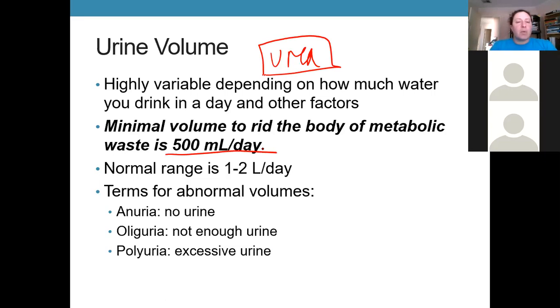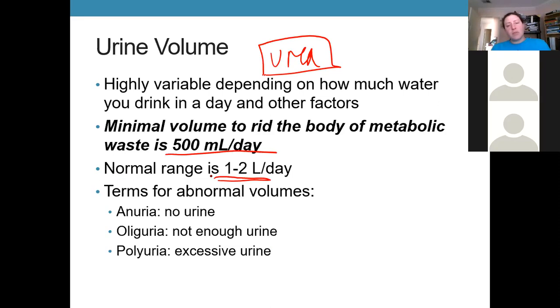Off the top of my head, I can't remember what that is in whatever we use here. But normally we're not on the edge of dehydration all the time. Like we're usually drinking enough water. So most people make somewhere between 1 to 2 liters a day on average.